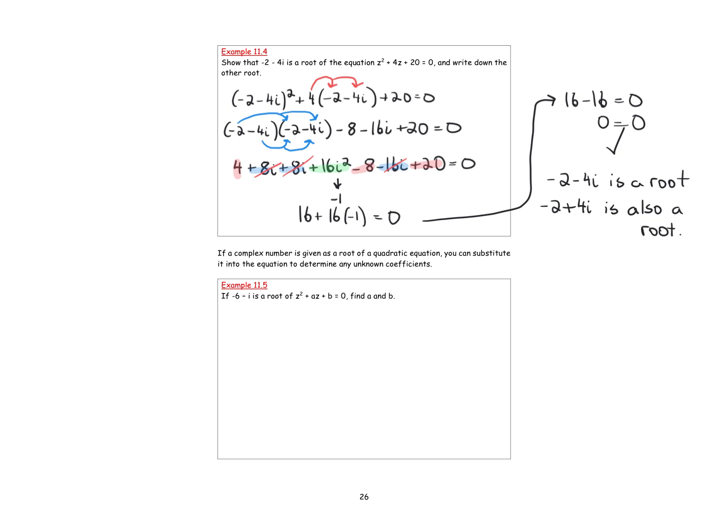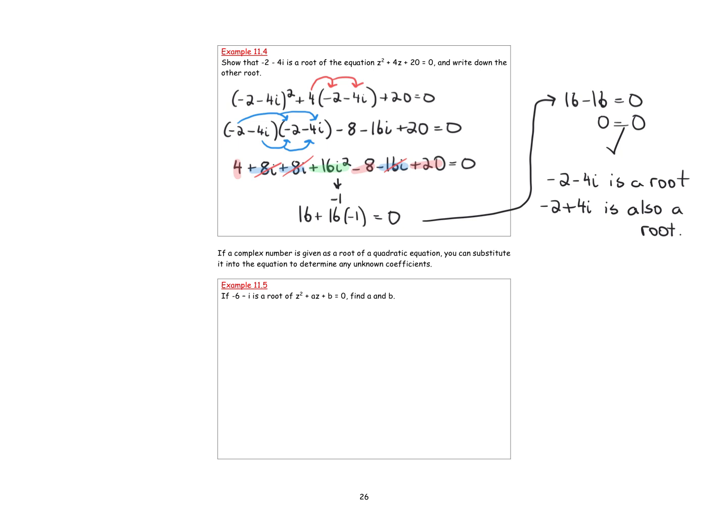If a complex number is given as a root of a quadratic equation, you can substitute it into the equation to determine any unknown coefficients. This is best explained further by looking at an example. In example 11.5, it says if minus 6 minus i is a root of z squared plus az plus b, find a and b. First of all, I'm going to sub in minus 6 minus i into the equation.